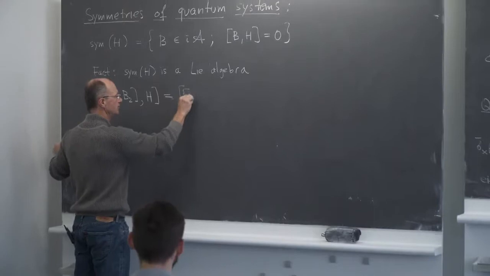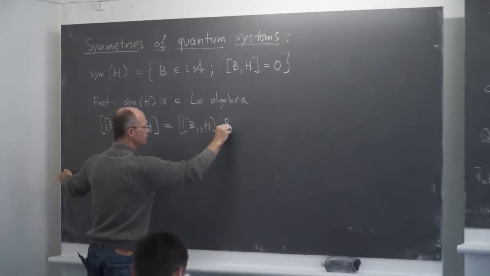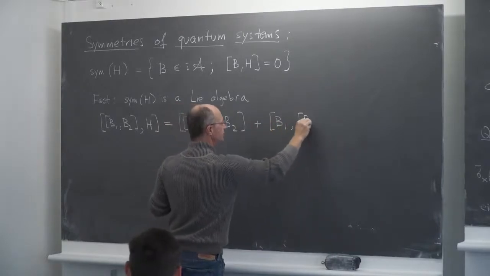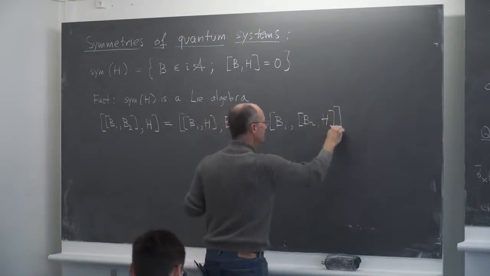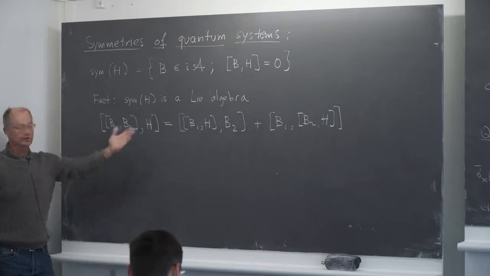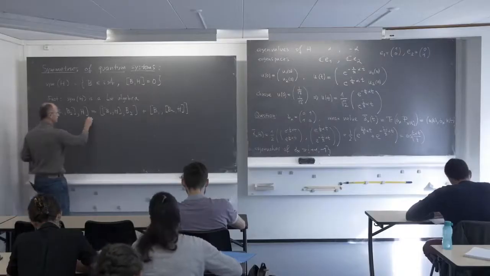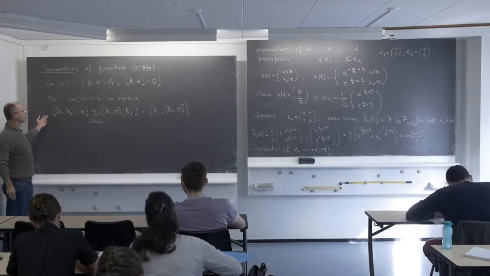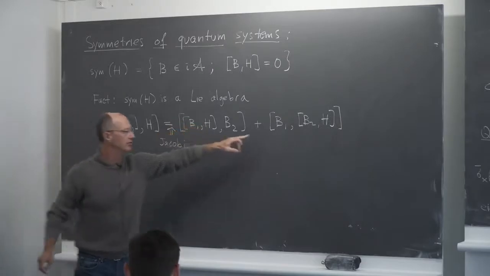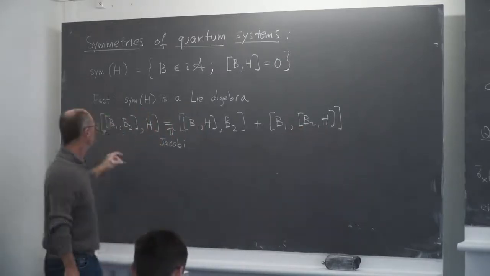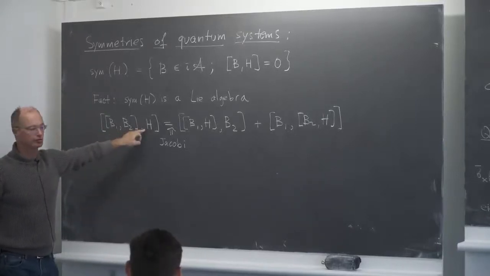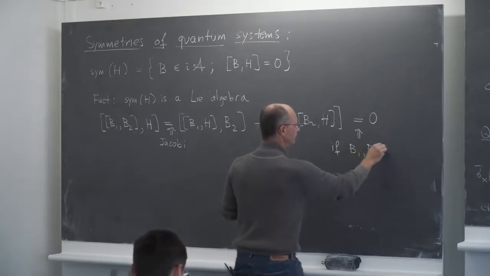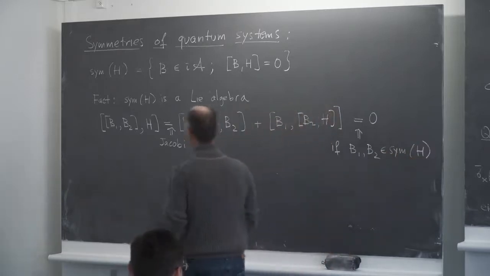Now, let me write a formula and you tell me whether it's obvious. Probably for some of you it's immediately obvious. For the others, I don't know. So here is the instance of the Jacobi identity. The Jacobi identity you can write in many different ways, but that's one of the forms. Now, since this equality holds true, if the commutators of B1 and H and of B2 and H are equal to 0, then the commutator of the commutator with H is also equal to 0, if B1, B2 are in the symmetry Lie algebra.